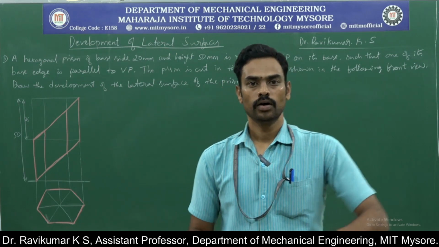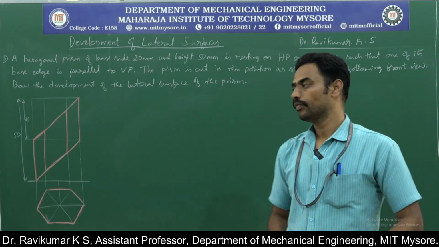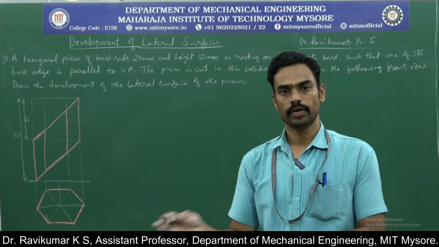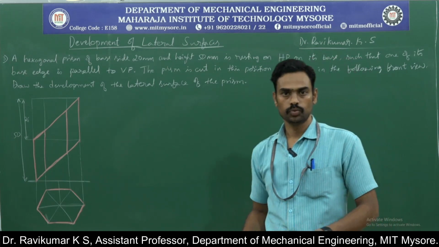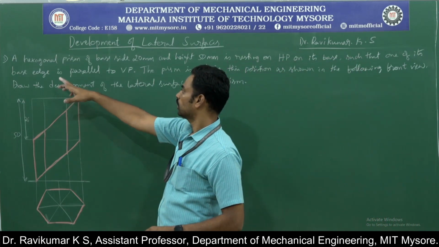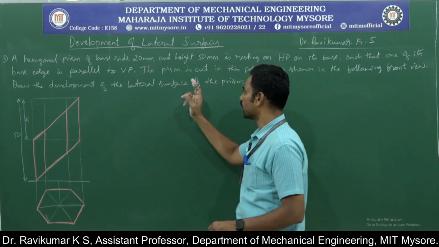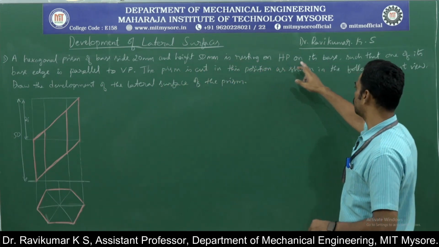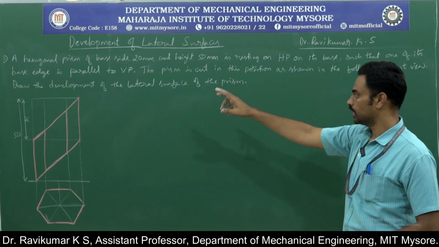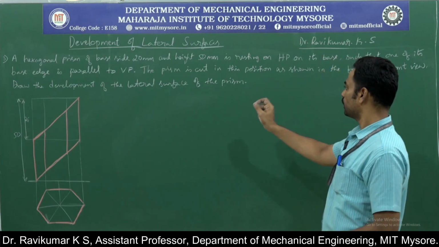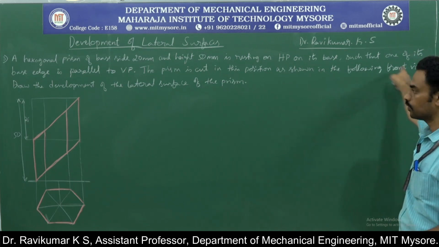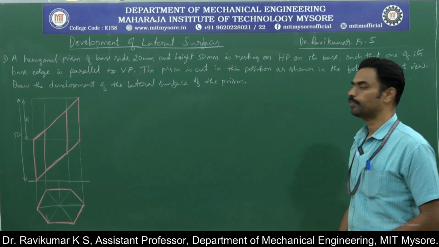Okay, welcome back. So in this session we'll continue the problems on development of lateral surfaces. In the previous session I have taken 2 problems, so we'll continue with the third one. The third problem is on a hexagonal prism of base side 20 mm and height 50 mm resting on HP on its base such that one of its base edges is parallel to VP. The prism is cut in this position as shown in the following front view. Draw the development of the lateral surface of the prism.